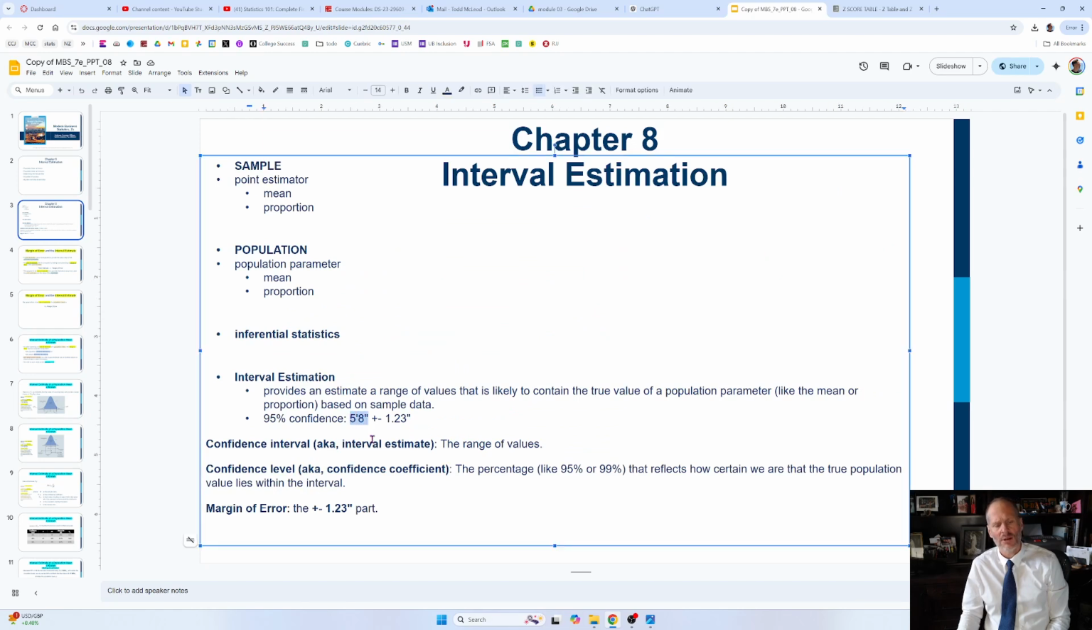So hey, here's our sample statistic. It's our point estimator. And then we have that margin of error. So we're saying here the sample mean is this. And then when we're estimating the population mean, it's going to have that margin of error plus or minus a certain amount. In our example, 1.23 inches. And so there's the margin of error right there. And we'll have a certain confidence level or confidence coefficient. I added this one in because sometimes the textbook and these presentations use the phrase confidence coefficient to talk about that.